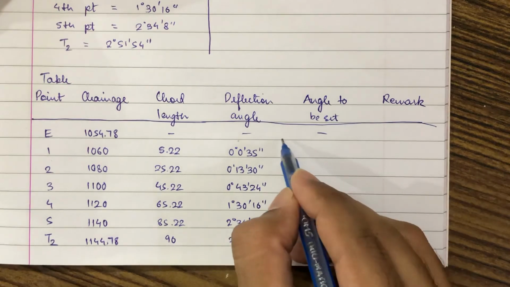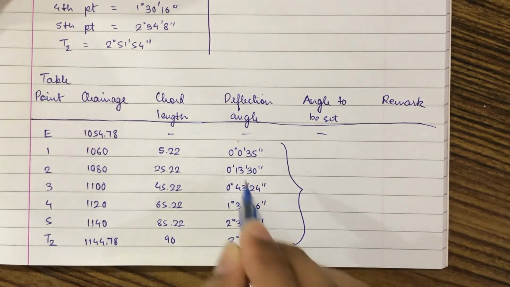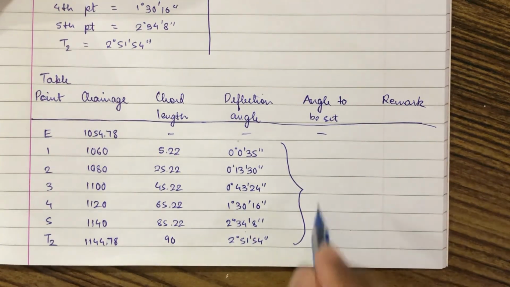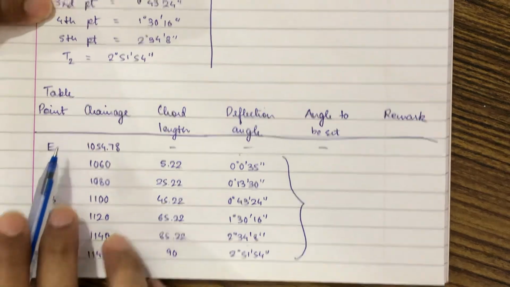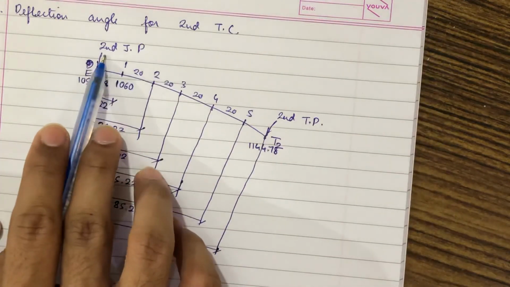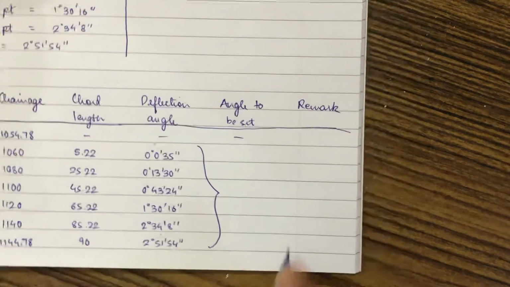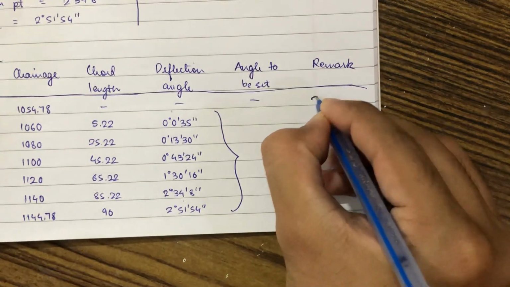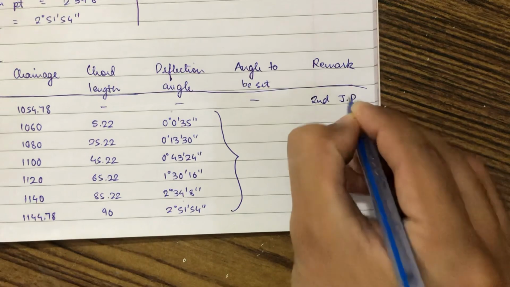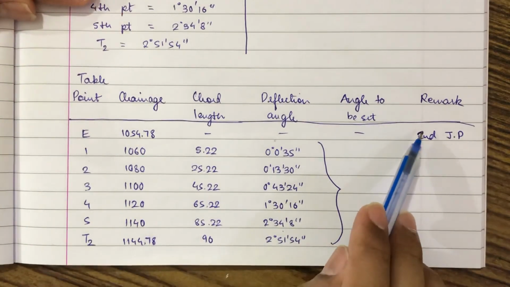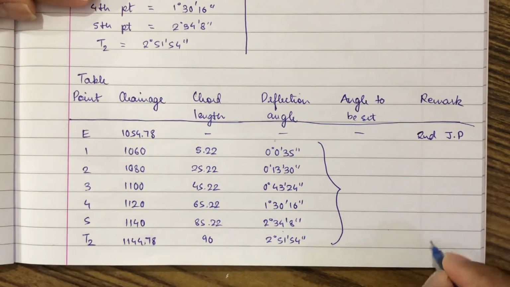The angle to be set column will be the same. You just have to copy these values and paste them over here. And finally the remark column. E is the second junction point and T2 is the second tangent point, so we can write that over here.